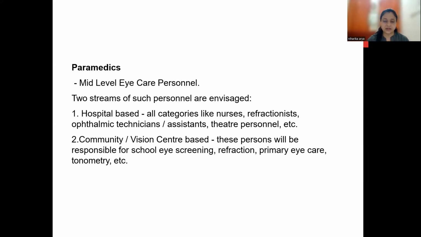In the hospital based stream, we need nurses, refractionists, ophthalmic technicians, assistants for the theatre or operation theaters. These are the personnel needed in the hospital based stream. And in the community based or vision center stream, the person will be responsible for school eye screening, refraction, primary eye care, and tonometry, like measuring the intraocular pressure.